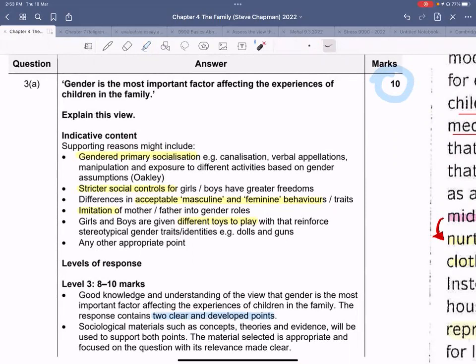You're expected to write 2 clear and developed points. You might as well treat this as 2 separate points of 5 marks each, where you are able to demonstrate good knowledge and understanding of sociological material, concepts, theories, evidences. Whatever the material is that you're selecting should be appropriate and focused on the question, and relevance made clear.